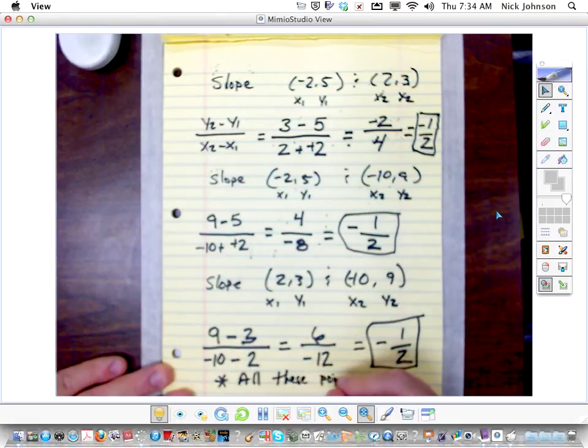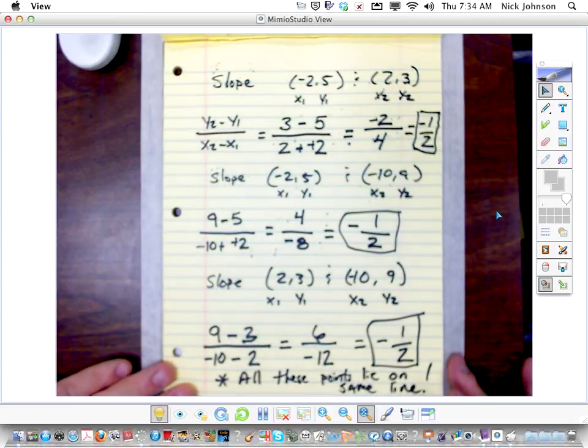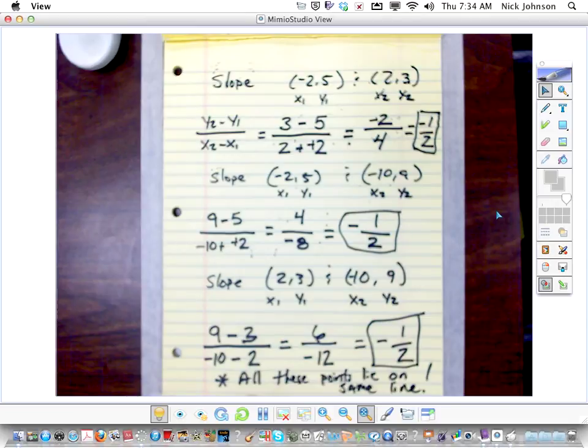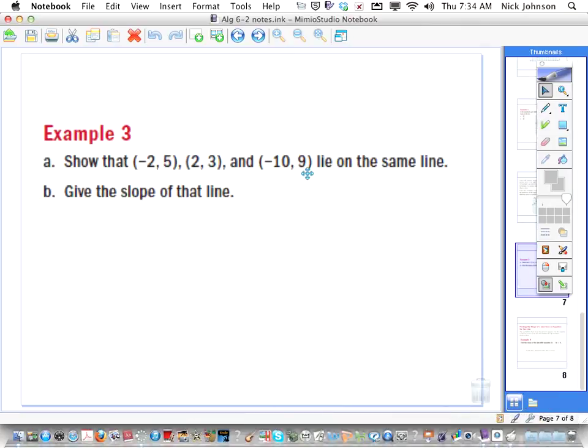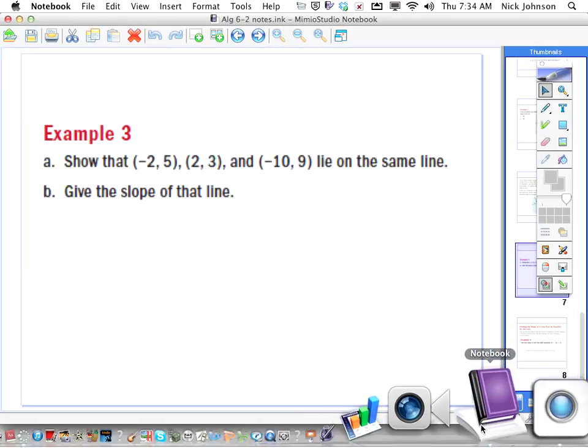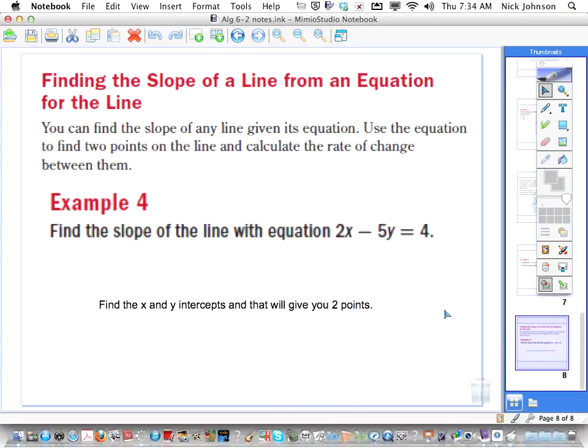Since all of the slopes are the same, all these points lie on the same line. Okay? All these points lie on the same line. So going back to the questions, show that they lie on the same line. We did that. All the slopes are the same. What is the slope? The slope was a negative 1/2.